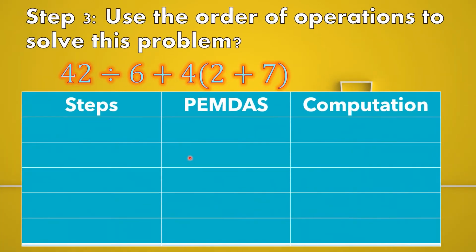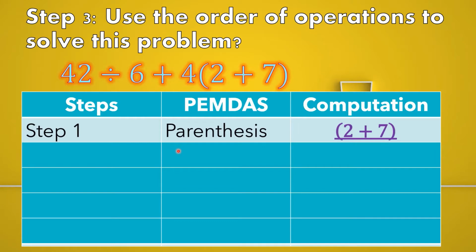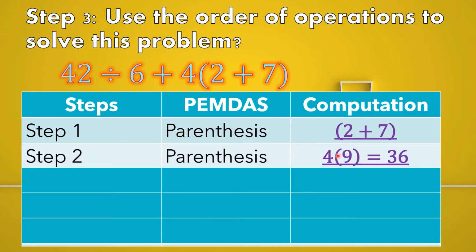We're going to use the order of operations to solve this problem. First, we will start with the most inner parentheses, which is 2 plus 7. This will end up giving us 9 times 4. We want to get rid of the parentheses, and whenever we see a number on the outside of the parentheses, it is telling us that we're going to use the multiplication operation. 4 times 9 equals 36.